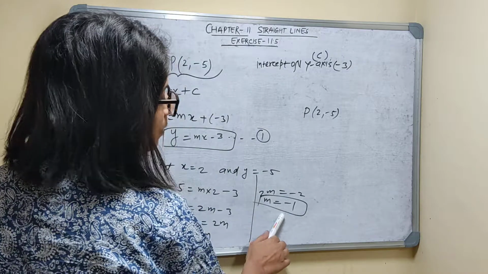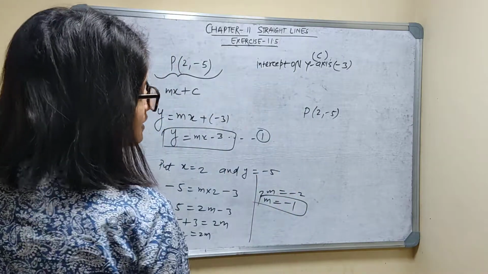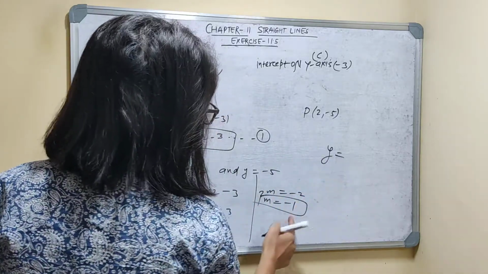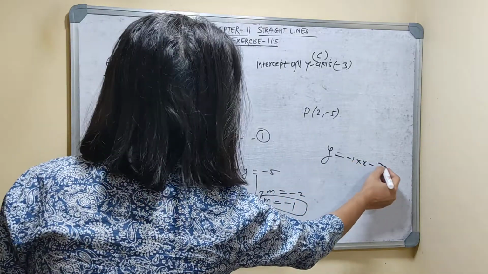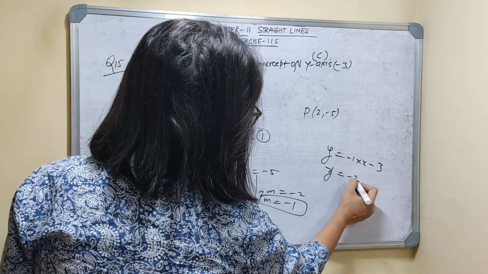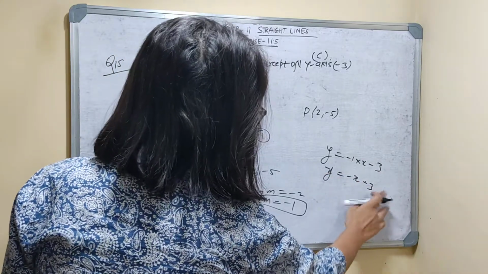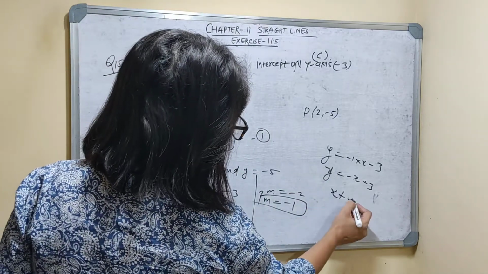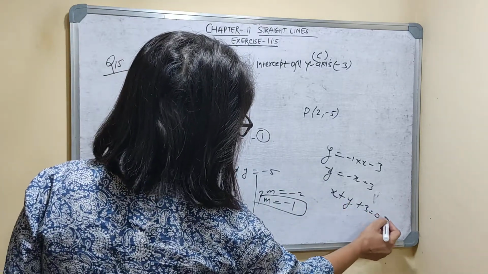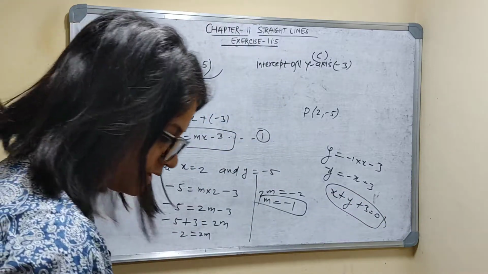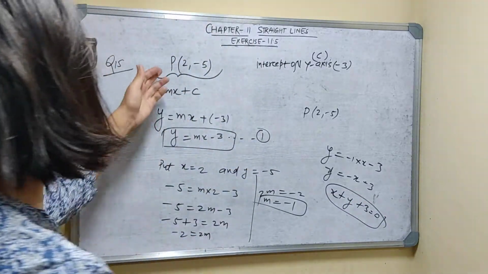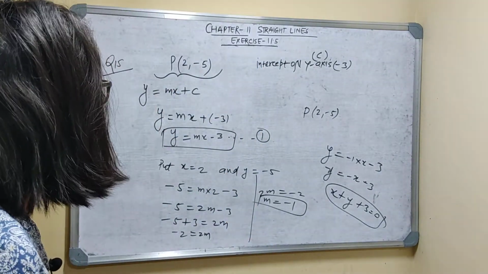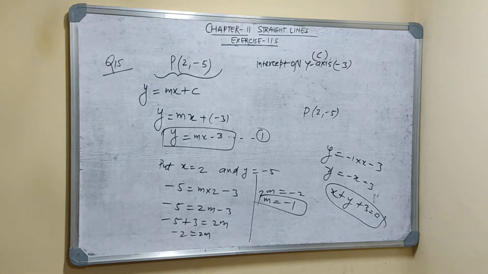Now you have the slope, and the intercept on the y-axis is given, that is minus 3. So you know y is equal to mx minus 3. Directly I can substitute the value. y is equal to minus 1 into x minus 3. So y is equal to minus x minus 3. So the equation will be x, and 3 will come to this side, so x will be positive, plus y is already positive, and plus 3 will come to this side. So x plus y plus 3 is equal to 0 is the equation of a straight line which passes through this point and makes an intercept of minus 3 on the y-axis. Is it clear? Okay. Thank you.